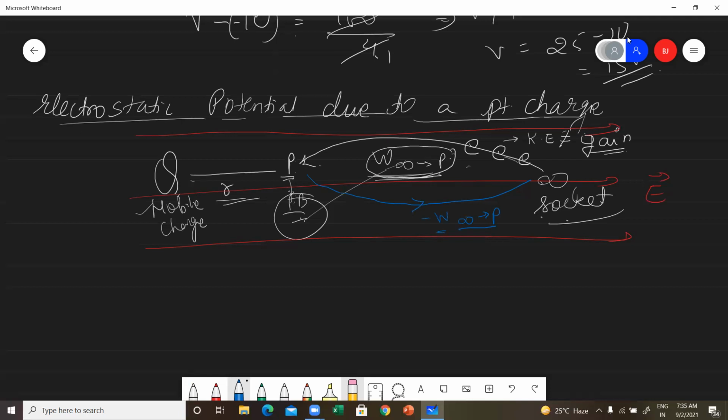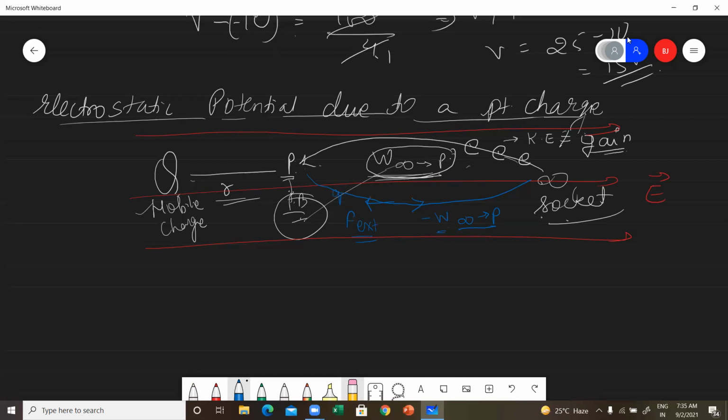Now, how much work do we have to do for that? If this is my charge, along the electric field it will go immediately with the electric field, right? So we don't want it to gain kinetic energy. So from backward, we will give some force. That is my external force. Why, ma'am? So that the charge will not gain kinetic energy.